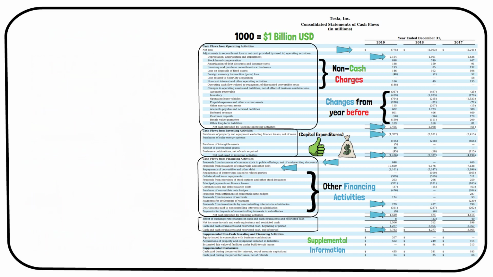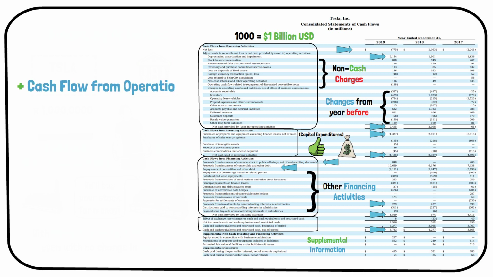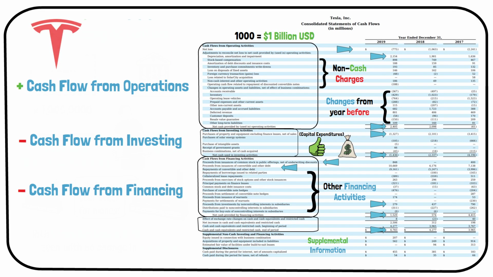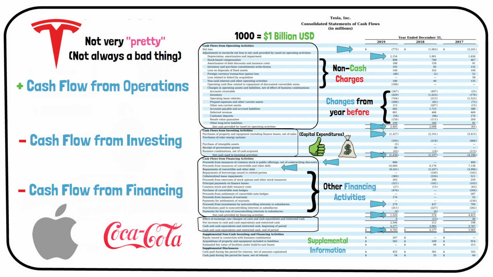There's a lot to look for when analyzing a business's cash flow statement, but typically it is best to see a positive cash flow from operations, a negative cash flow from investing activities, and a negative cash flow from financing activities in mature businesses. Young and growing companies typically don't have an investor-friendly and, quote-unquote, pretty cash flow statement that a company like Apple or Coca-Cola might have.